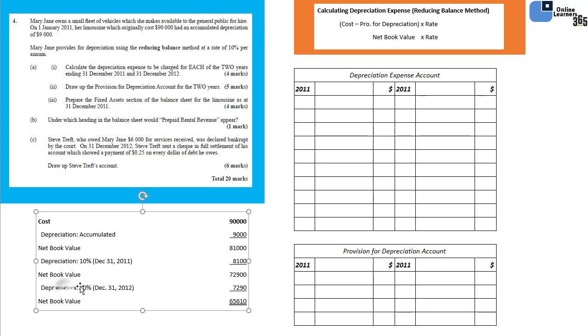Again, we find an additional 10%. That's the new depreciation for 2012. Alright, always on the net book value, the existing net book value. That would have been 7,290. We subtract that, and at the end of 2012, the limousine had a total net book value of $65,610.